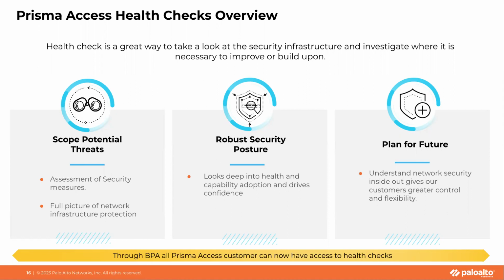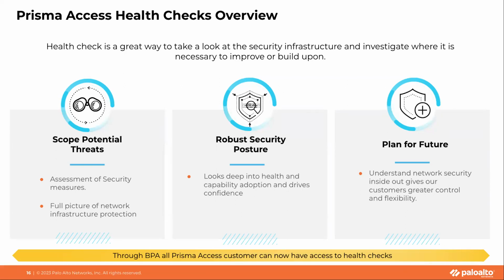Now, there are several benefits of adding this capability into the BPA report. So I've highlighted some of the ones that I believe are the most impactful. Health checks are a way of building a robust security posture. By looking deep into the health and capability adoption, that helps to drive confidence of our users and allows them to see truly how secure their network is. It also helps to see the overall health of Prisma Access infrastructure, leading to improved security posture, and it helps to create a positive customer experience.